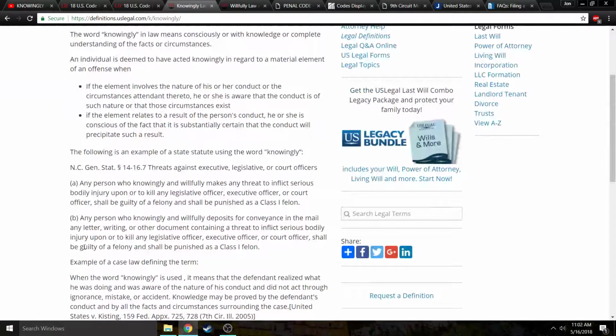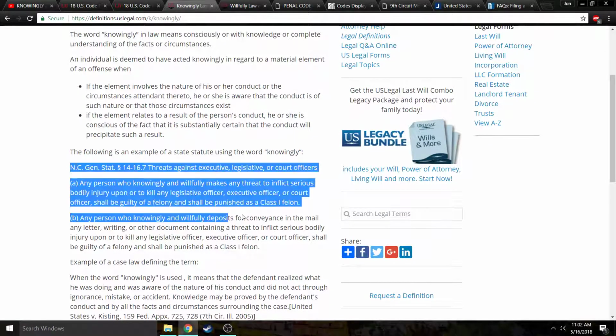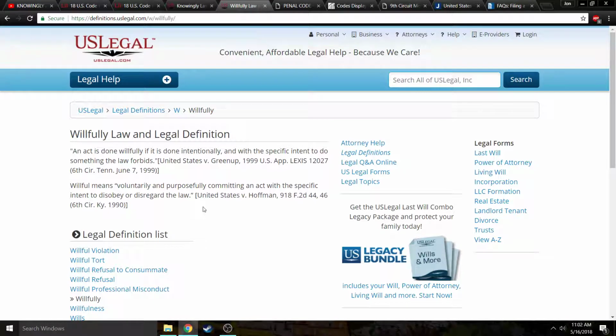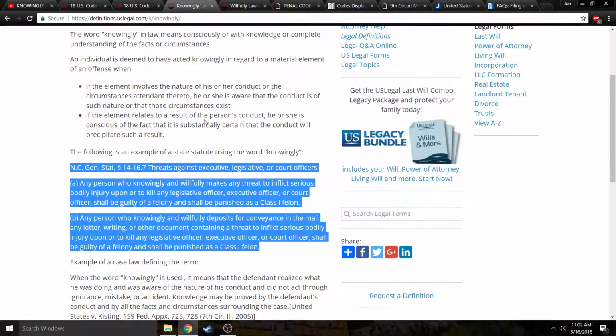Now they did give an example. It was a terrible example, and I could see why he got all confused over it because they have knowingly and willfully in there. And now they give a definition of willfully. It's a generic definition. I wouldn't worry myself over it because, again, you go to the specific statutes or the specific case law that give you the definition.